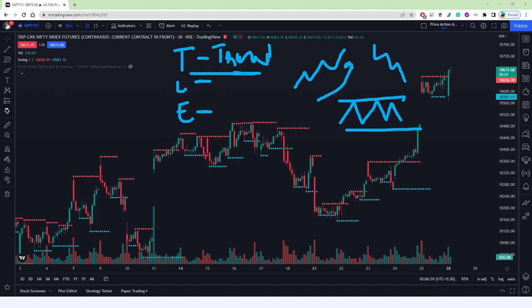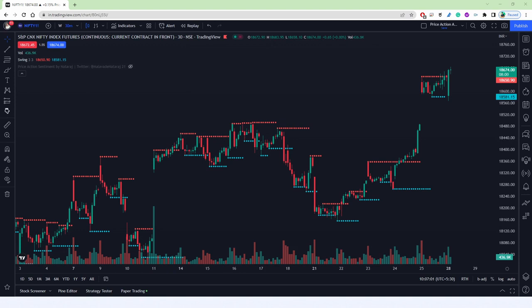Just a moment. By just looking at the price, we can clearly identify that from this point onwards the market is making higher highs and higher lows. So in terms of the 30-minute chart, the market is presently trending in the upward direction.